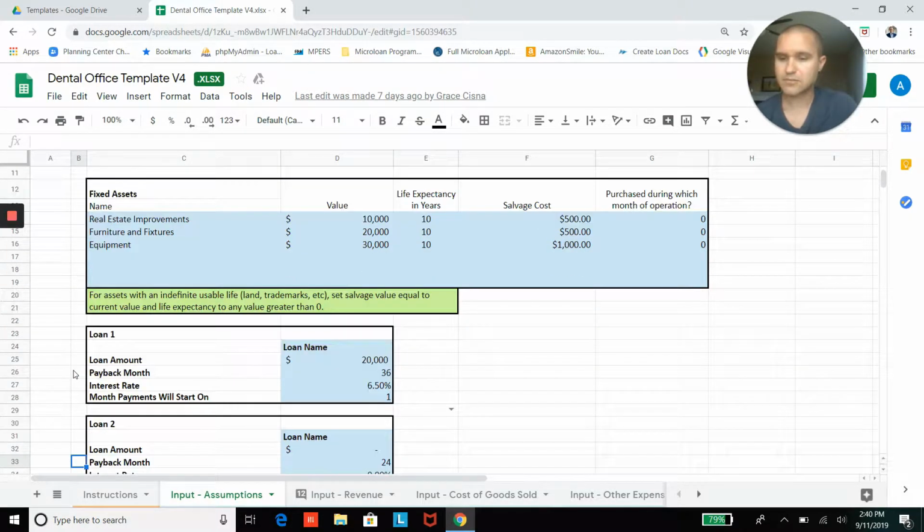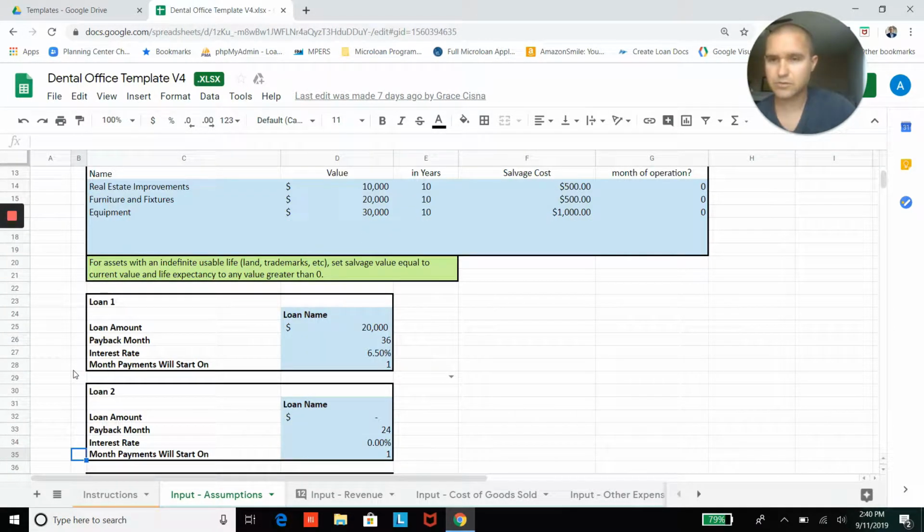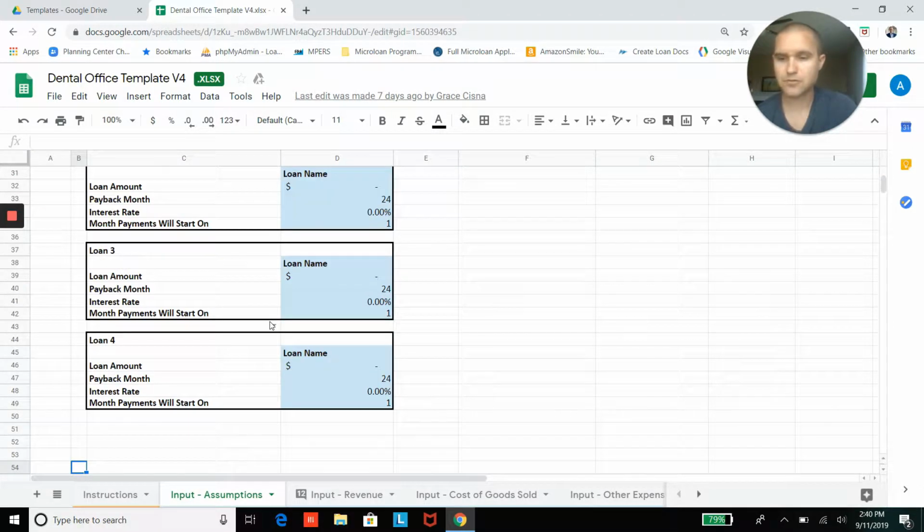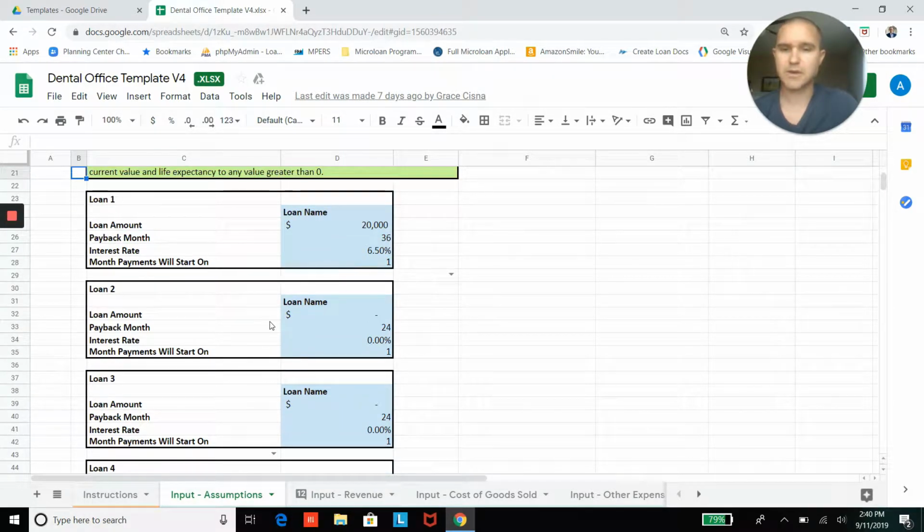And for a lot of you, you might be looking to get a loan or secure investment. If you're looking for a loan, you're able to enter in multiple different loans. We've got slots for 4 different loans that you'd be able to enter in here, along with terms and amounts and the payment terms on those.